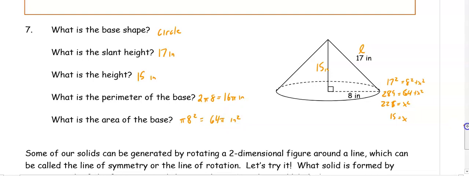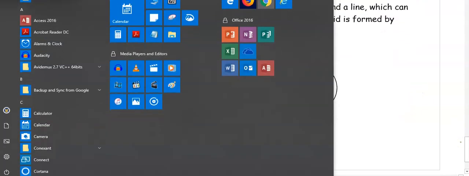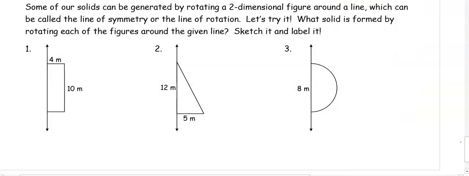The last thing we're going to talk about then is what happens when we rotate a two-dimensional shape around a line called the line of symmetry or the line of rotation. So if this happens, if we take this and we rotate in a circle, we have just created a cylinder. So anytime that there is a rectangle or a square and we rotate around, it's going to create a cylinder.